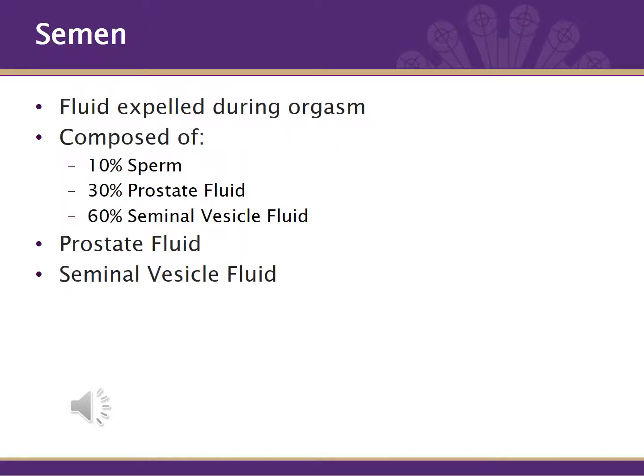The fluid that's released from the penis during orgasm is known as semen. It's comprised of 10% sperm, roughly 30% prostate fluid, and 60% seminal fluid. There are also traces of bulbourethral fluid found in the mixture. As previously mentioned, prostate fluid is thin, white, and milky and contains calcium, citrate, phosphate ions, and a clotting enzyme that will help semen stick to the internal walls of the vagina and the cervix.